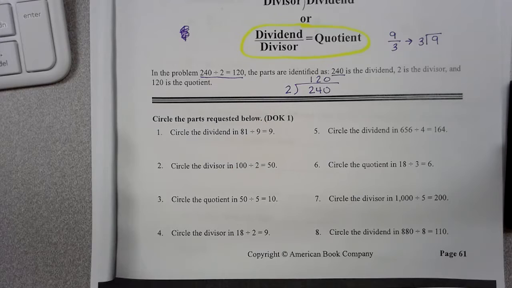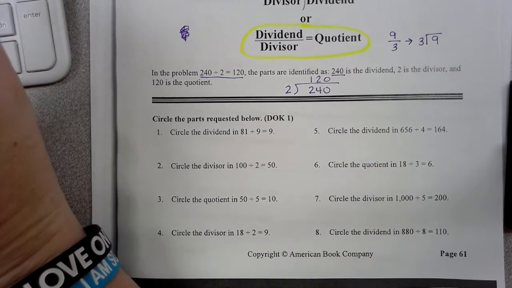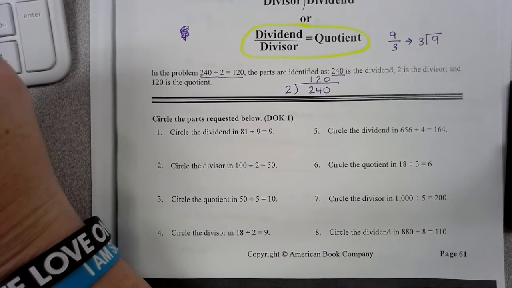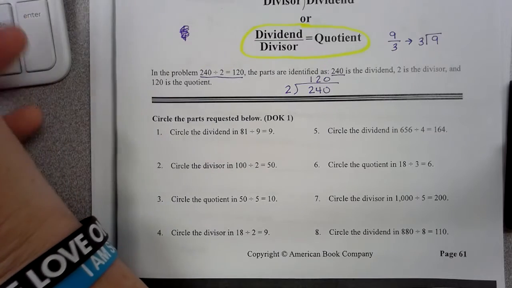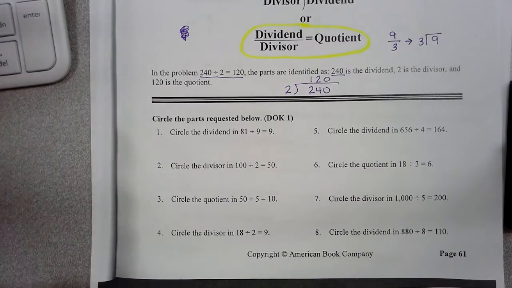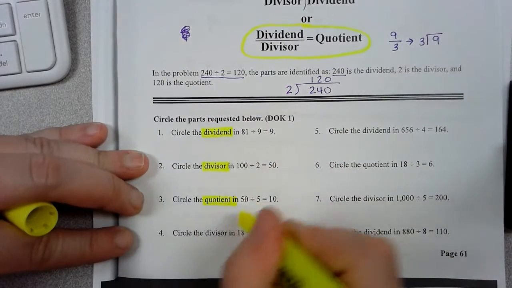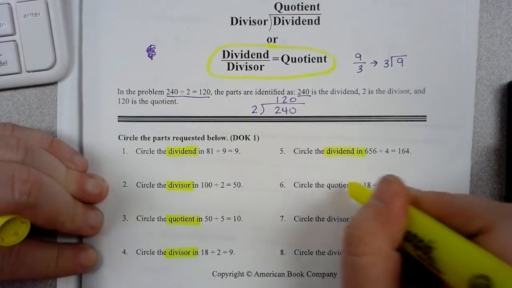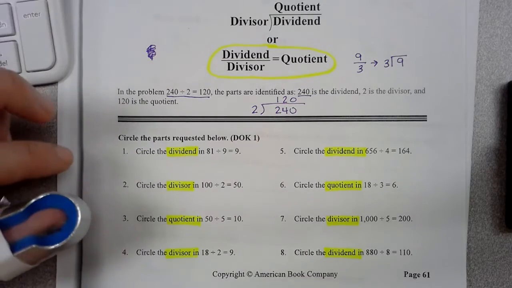Now, remember, when we write it straight, your dividend is the first number written. It's usually the biggest number. And then your divisor is the second number, what's usually being divided into, like what we're going to divide it into. And then your quotient is your answer. So, here's what I want you to do. You are going to do these 8 problems. And all you have to do is circle.